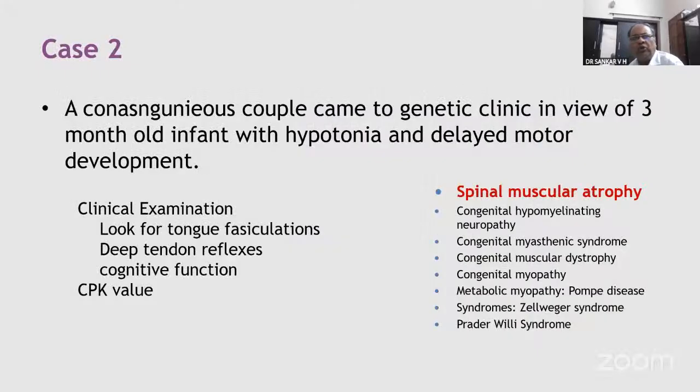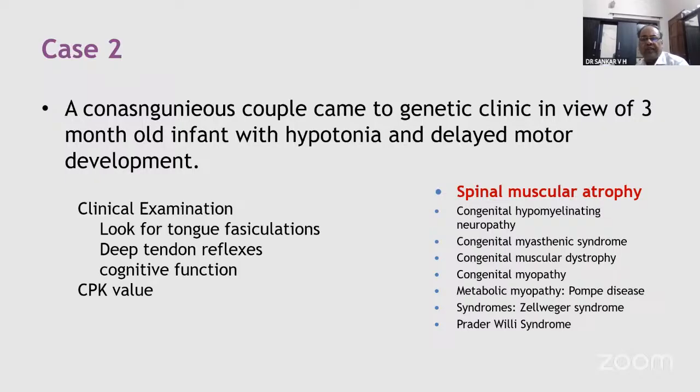Unless otherwise proved, you always have to consider spinal muscular atrophy as the first important diagnosis because, as you know, it is the commonest condition we will see in a hypotonic infant. Other common differential diagnoses to look for are congenital hypomyelinating neuropathy, congenital myasthenic syndrome, congenital muscular dystrophy, congenital myopathy, metabolic myopathy like Pompe's disease, and syndromes like Zellweger syndrome and Prader-Willi syndrome.